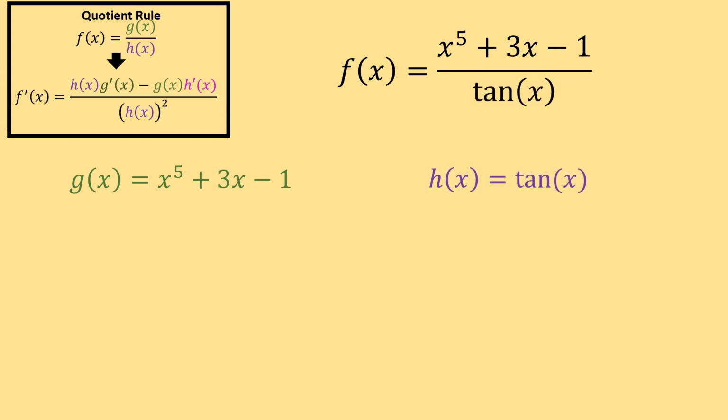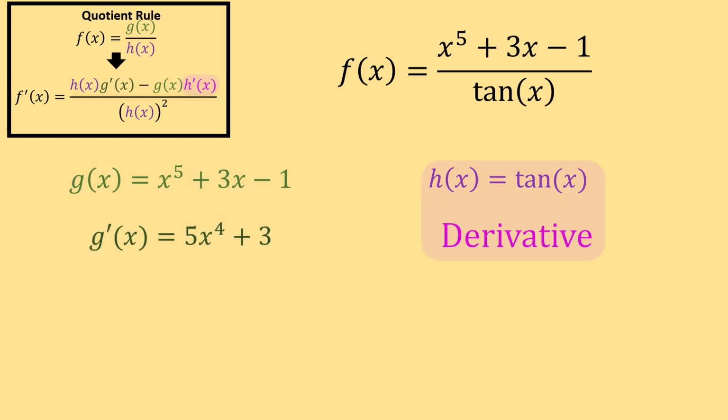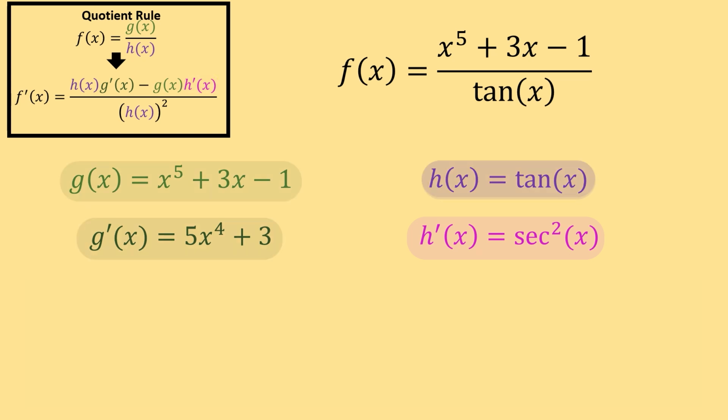We also can then take the derivative of the top and the bottom function independently here. In other words, we know that the derivative of g of x is 5x to the fourth plus 3 using the power rule, and the derivative of tangent of x is secant squared x. And this is one of those trig derivatives that you may have to memorize for your class. And so really, once we've found the top function, the bottom function, and the derivative of both, we really just plug all of those into the positions within the quotient rule to get our answer.